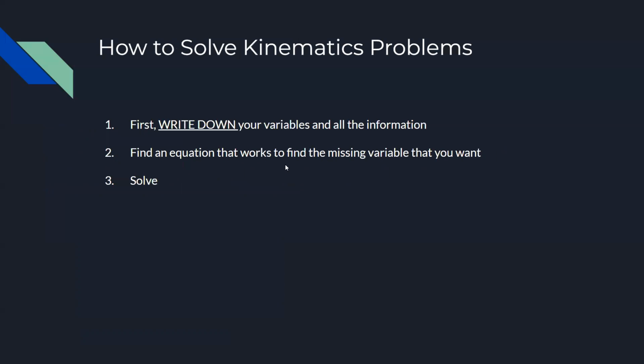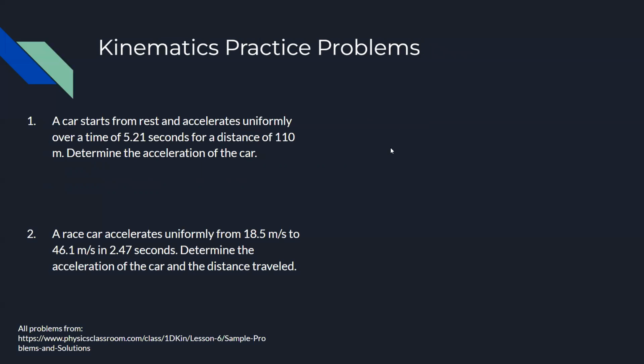So how to solve kinematics problems? The first thing you have to do is write down your variables and all the information that you need to know. Second, you have to find an equation that works to find the missing variable that you want. And lastly, solve. So let's try some practice problems. So this one. Again, let's follow what I said to do: first list all the variables and write everything down. So let's switch to red.